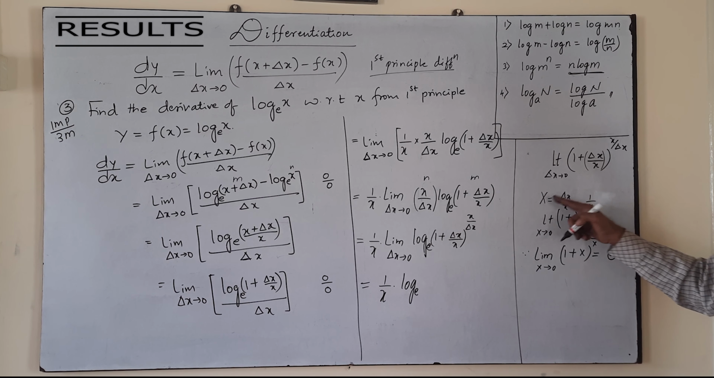So many numbers. Why do you take particularly that one? Because we want to convert the given data into the form of the standard result. The standard result says limit of 1 plus x whole power 1 by x. We need the power 1 by x. That's why by taking 1 by x into x by delta x, that x cancels, it will become the same result.